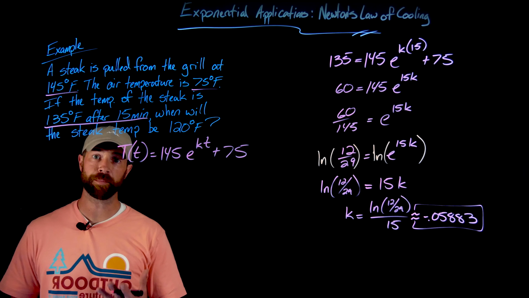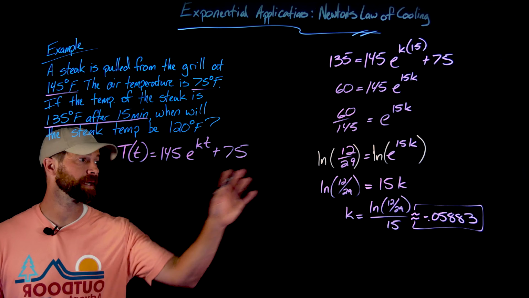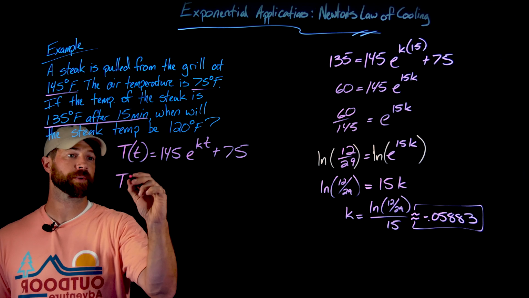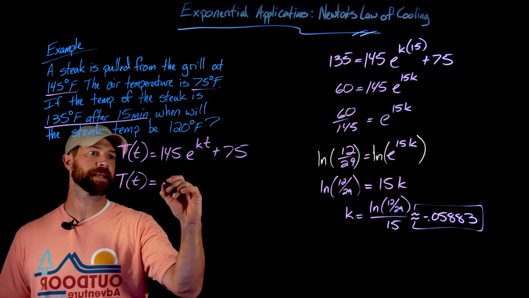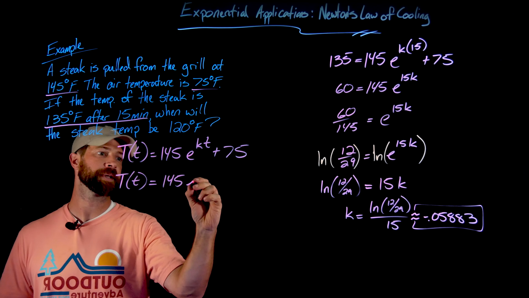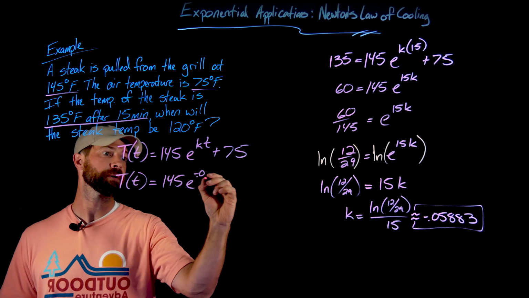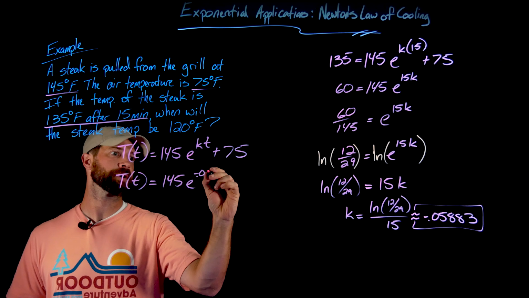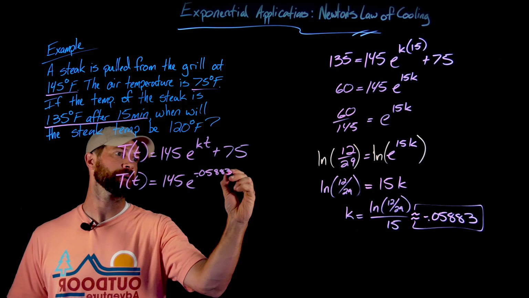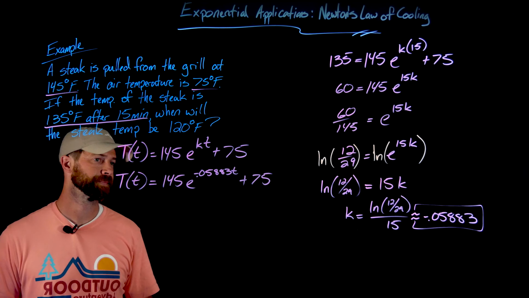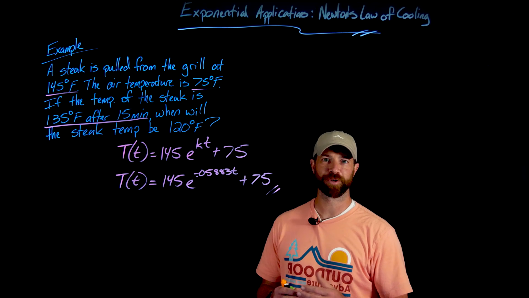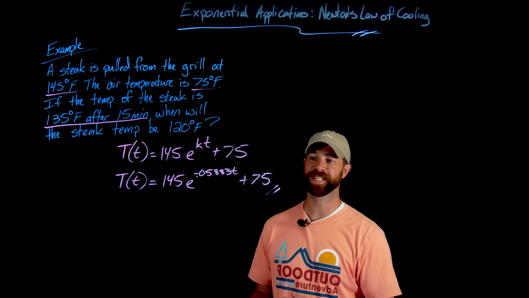And now we've found our full model for the cooling of this steak right here. We have our k value, so we can write this all out now. T of t, in terms of minutes again, is 145 e to the negative 0.05883 t plus 75. So there we have our full model for the temperature of the steak after t minutes.